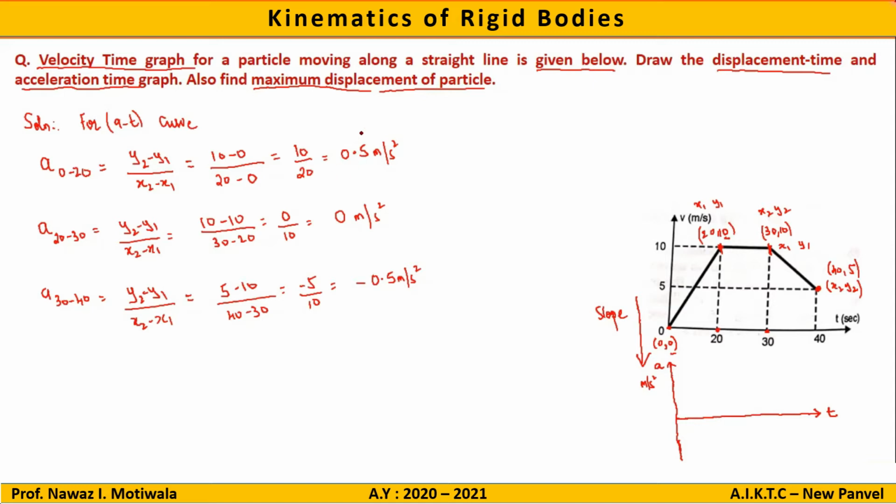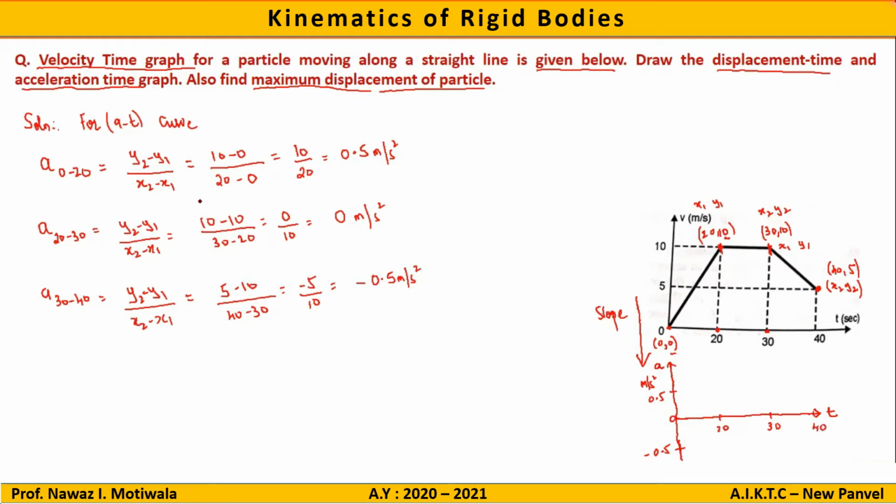As I can see, the values are not going beyond 0.5. So let us say this is my 0 and this is my 0.5, and in the same way it is minus 0.5 here. Time limits will be the same: 0, 20, 30 and 40.